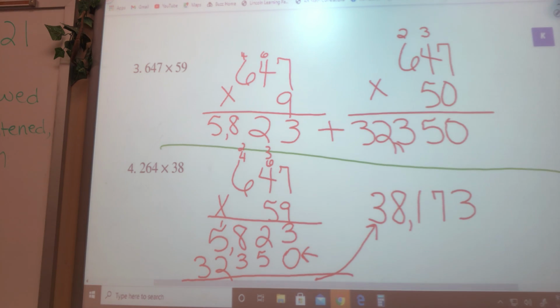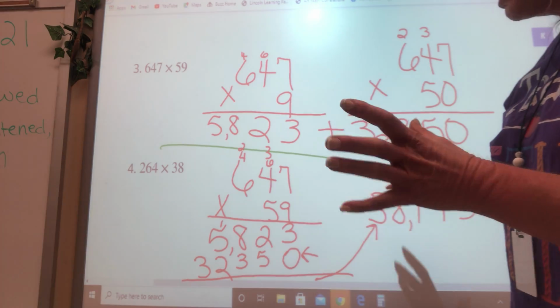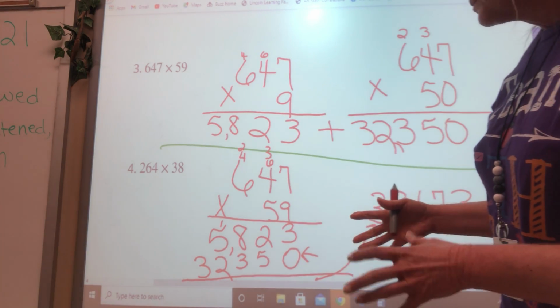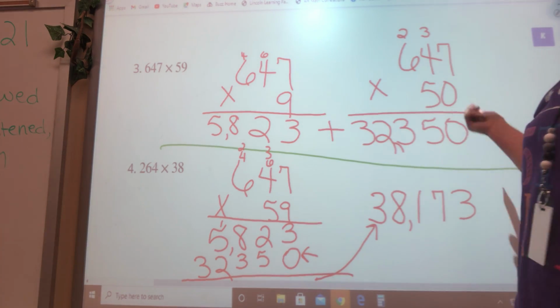So my final product would be 38,173. And it would be that if I used the standard algorithm all together, or if I did partial product and added them together.